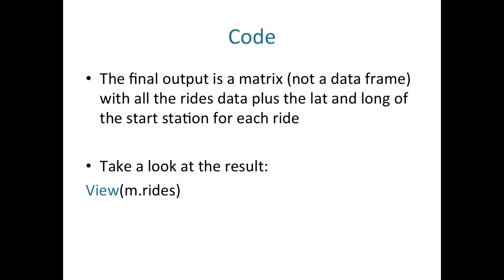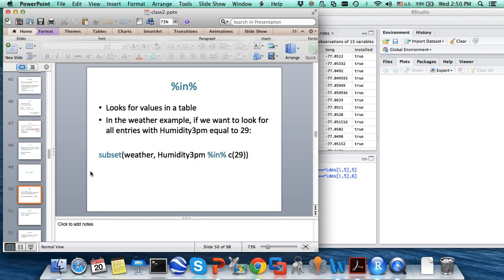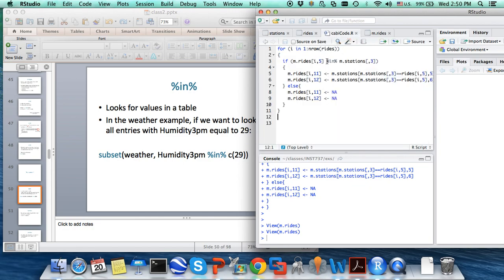one command that I haven't explained is that percentage. The percent-in-percent operator looks for values in a table. I'm sorry, I forgot to mention that, but if we go to CaBi code again, this %in% here is saying make sure that the station that is in rights is also a recognized station by the CaBi system.